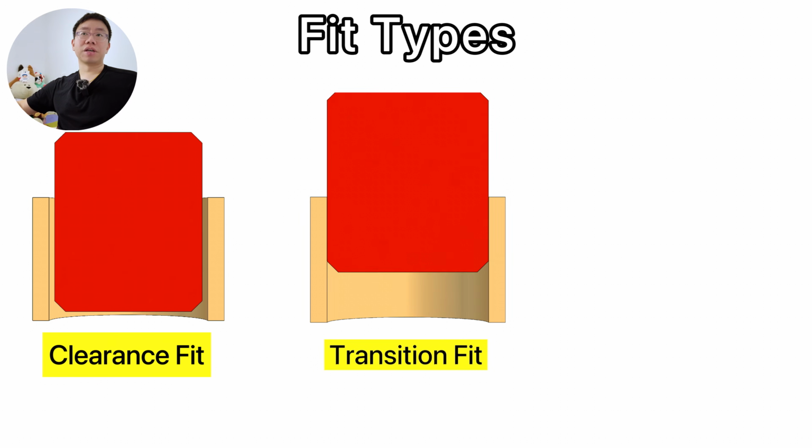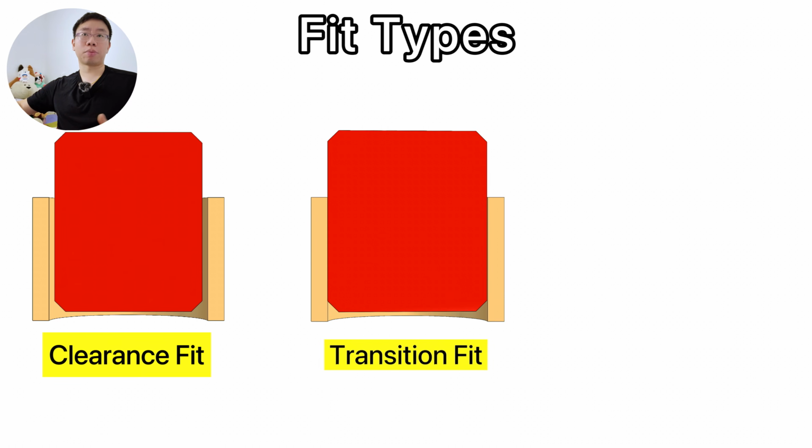Second is a transition fit. Depending on actual tolerances, the parts might have slight clearance or a light press. This is used where alignment is important, but you still want disassembly to be possible.